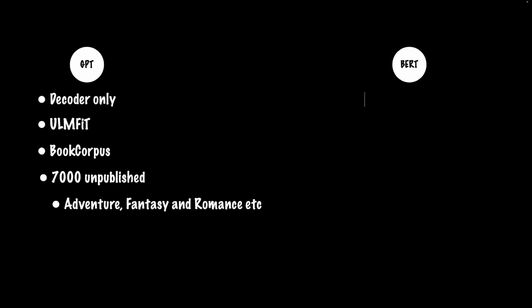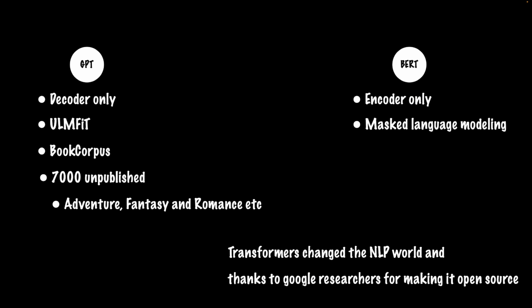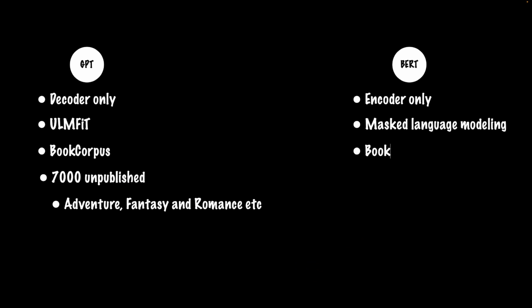BERT, on the other hand, uses the encoder part of the transformer architecture and introduces a special form of language modeling called masked language modeling. In this approach, the model predicts randomly masked words in a sentence. The model predicts the most likely candidates for the masked words. BERT was pre-trained both on the book corpus and the English Wikipedia.